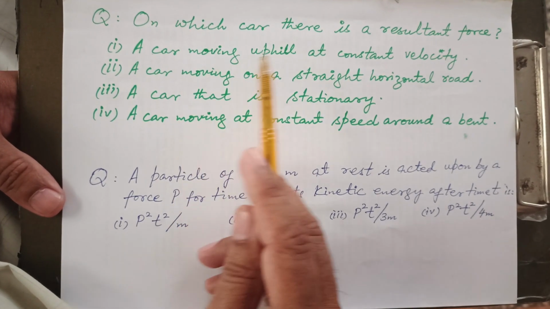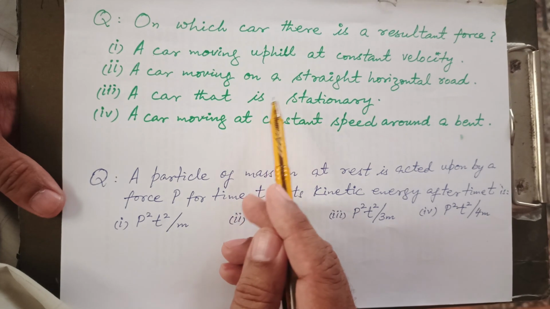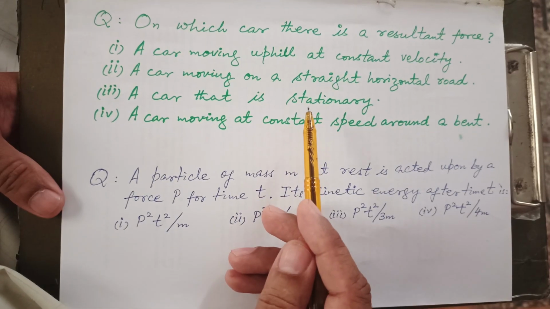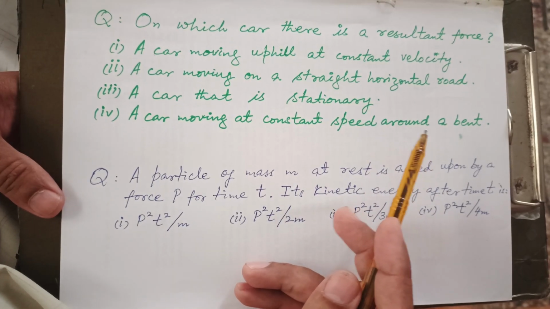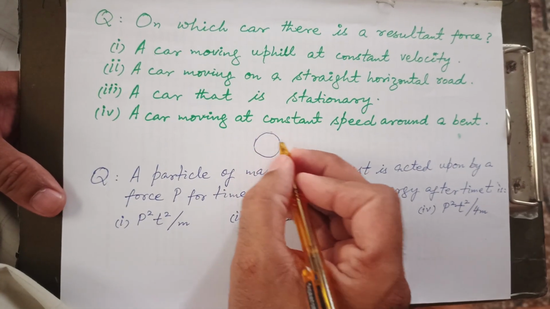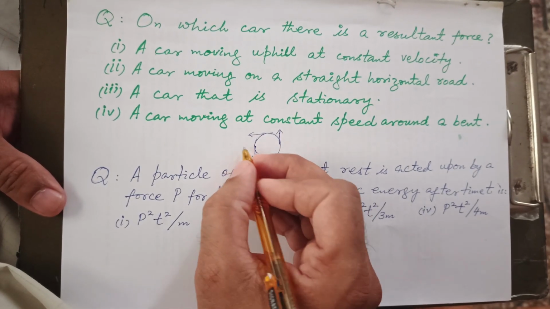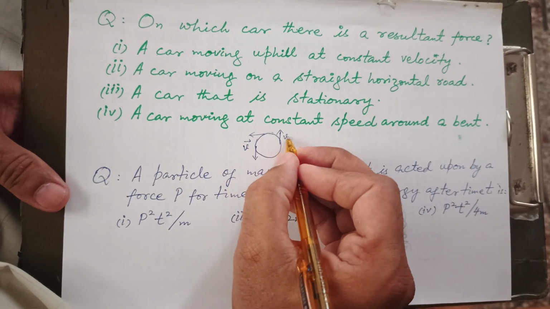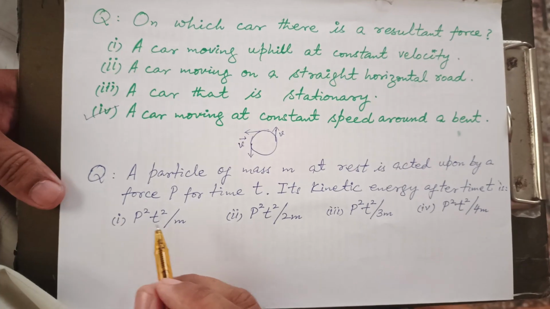So the first option, uphill at constant velocity, means zero acceleration. Moving on a straight horizontal road, again no acceleration. Stationary, no speed, no acceleration. Car moving at constant speed around a bend: when a body moves on a circular path, its direction continuously changes. As the direction changes, the velocity changes, and change in velocity is acceleration. So you'll get acceleration in this case. So the correct option is the fourth one. Come to the next one.